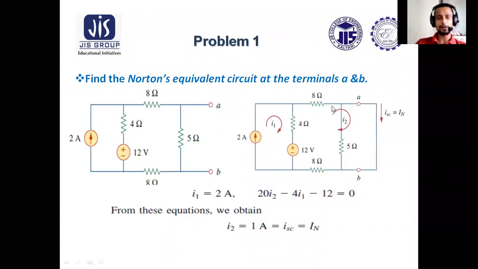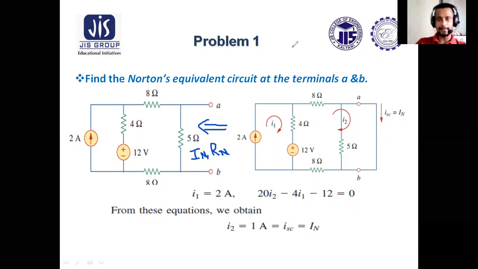Now let us validate our explanation and the statement with the help of this numerical. So here we are asked to obtain Norton's equivalent circuit. For this circuit, obtain Norton's equivalent circuit. That is, we are asked to obtain IN and RN. Okay. So how to find IN?